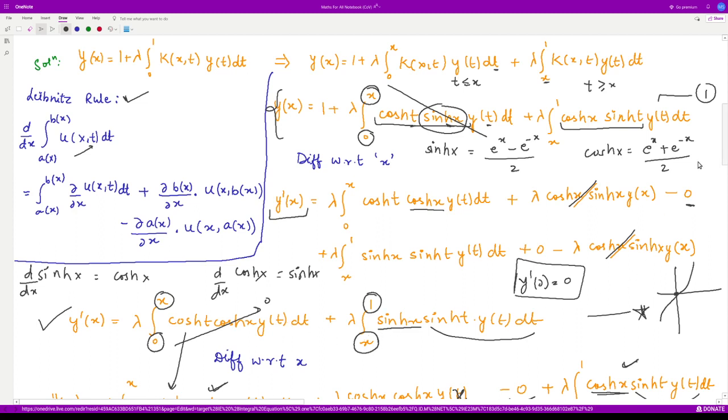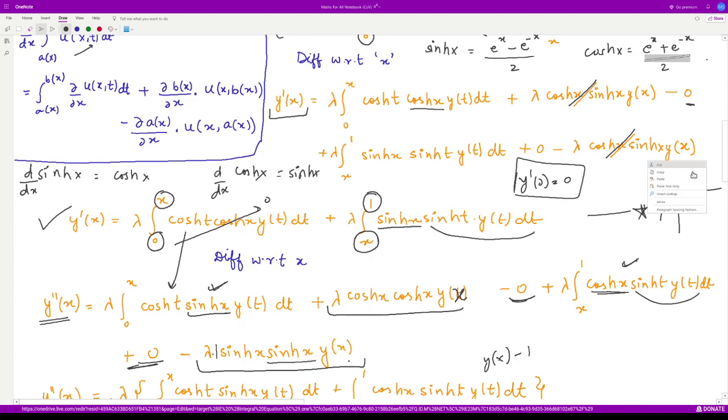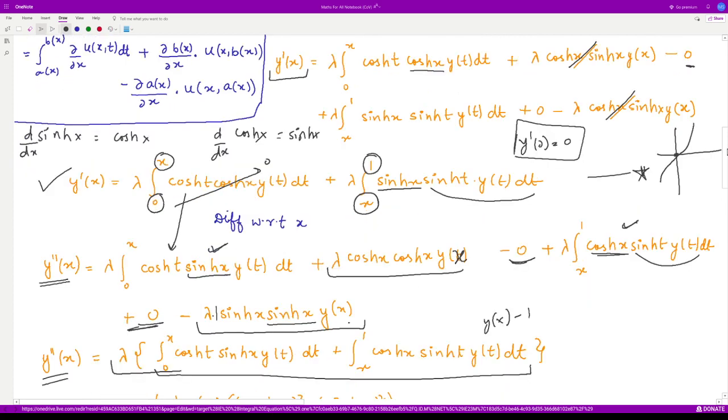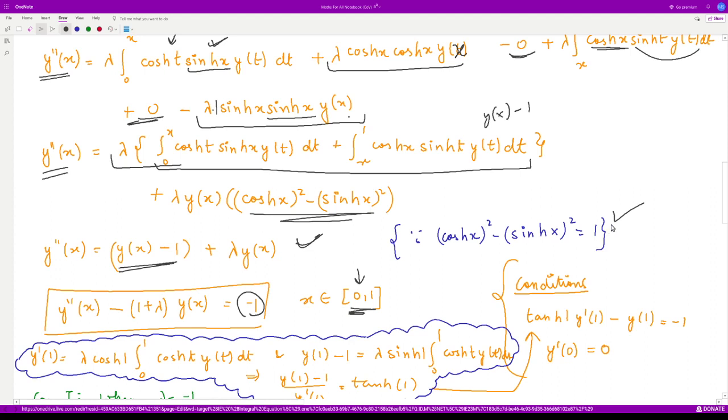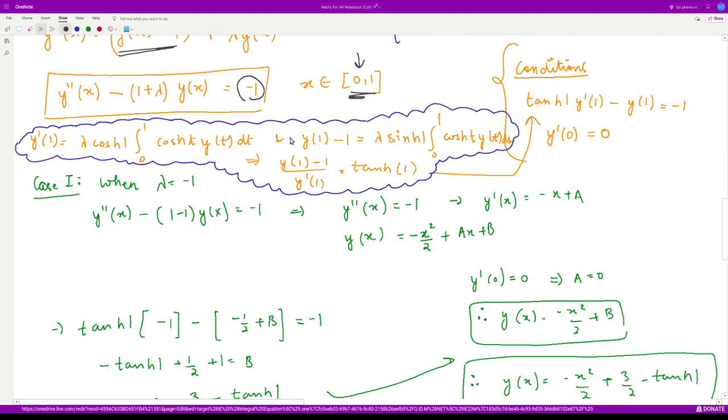So let me write it down for you. So two conditions are there. One is y of 1. In the first case, we have y(1) is equal to 1 plus lambda, something like this. And in the second case, we have y dash 1 is equal to this. So now we want to get rid of this integral. So this integral is the same in these two. So we divide these two. So after dividing, we have something like this.